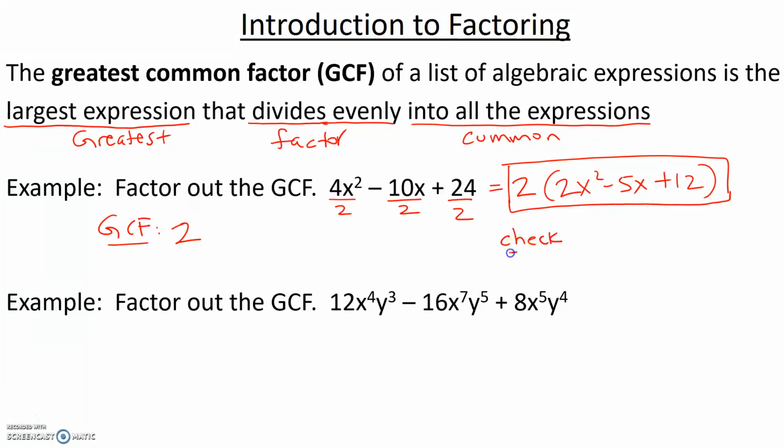Let's check to make sure we did this correctly. If we distribute, 2 times 2x squared is 4x squared. 2 times negative 5x is negative 10x. 2 times 12 is 24. So we did this correctly.